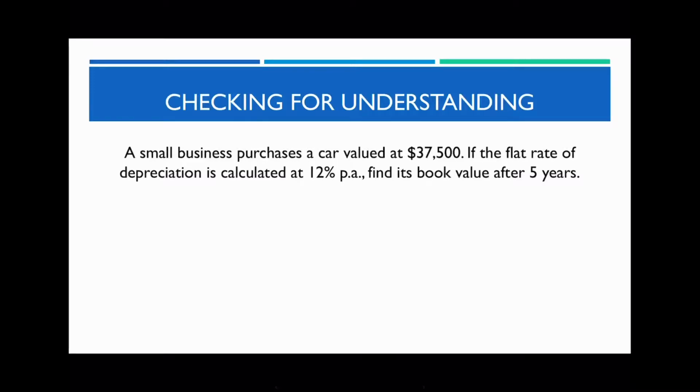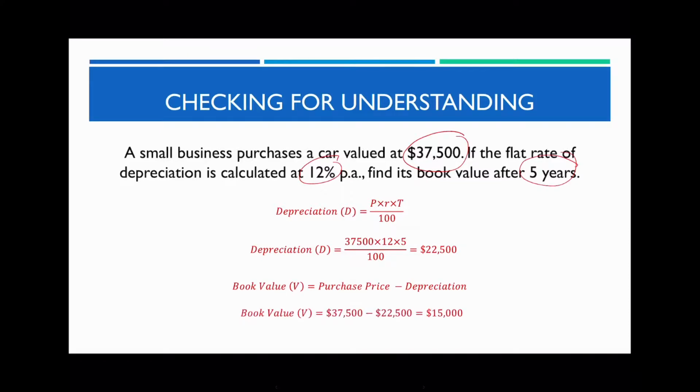Now, if you answered this successfully, what we're doing again is still using the depreciation formula. So in this case, we're substituting 37,500 as our principal. Your interest rate is 12% and your time is 5 years. Substitute that in, so therefore it's gone down by $22,500. So in this case, to find the book value, we just subtract that from 37,500. And if you did this successfully, then you should get an answer of $15,000. So that's the price of the car after 5 years.